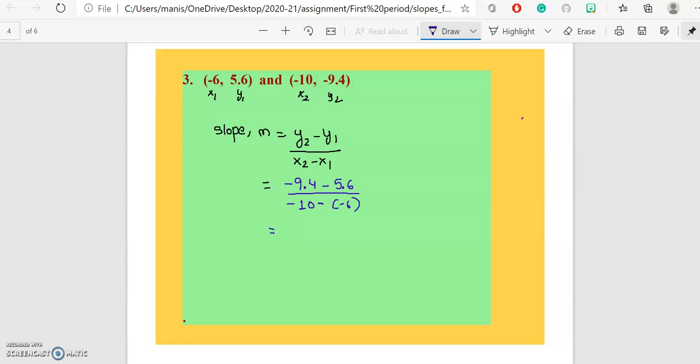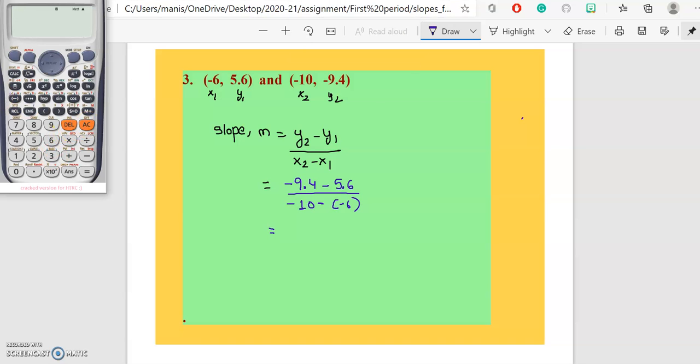What you can do is, just to make it easy for yourself and your life easy, use the calculator. Okay, so that's why I'm giving you the steps. Now negative sign is this button over here, negative 9.4. As you can see, when you type it, it's kind of a small button also. Minus 5.6, divided by negative 10. So that's your negative 10, minus parentheses negative 6. I closed it and my answer is what?